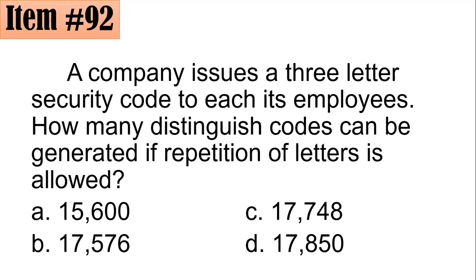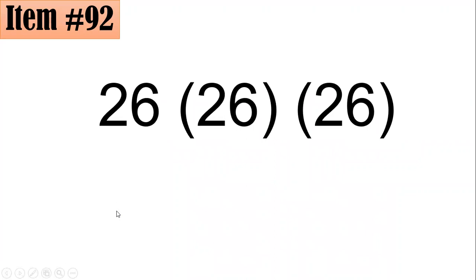So far, I have answers B, and according to Ma'am Judy, 26 times 26 times 26 po. And I agree with that, no? Because in cases like this, it's actually involving the English alphabet that has 26 letters. So for the first slot, you could have 26 because the alphabet has 26 letters. And you could also have 26 for the second letter, and 26 also for the third slot. And by the fundamental counting principle, we have to multiply this.